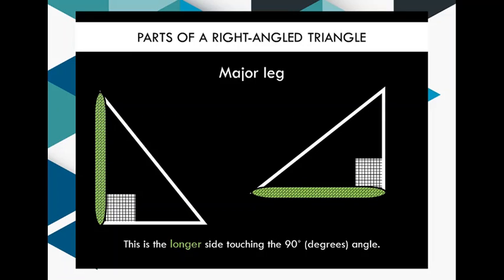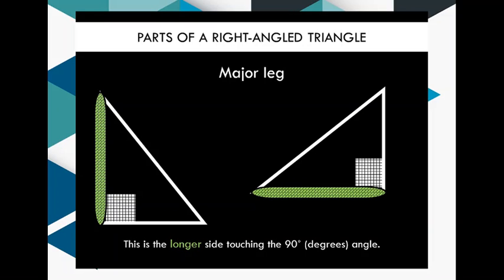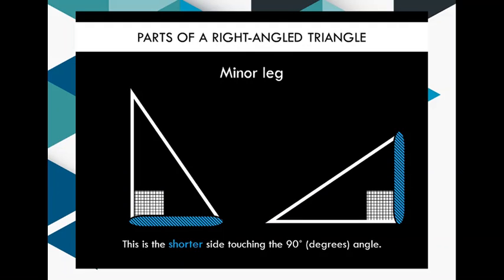Major leg. This is the longer side touching the 90-degree angle. Minor leg. This is the shorter side touching the 90-degree angle. If you look at both the minor leg and the major leg, even when they've been shifted or translated, the minor leg and the major leg still stay the same.